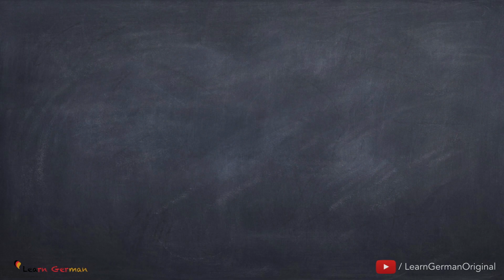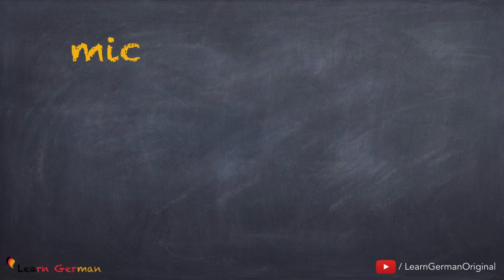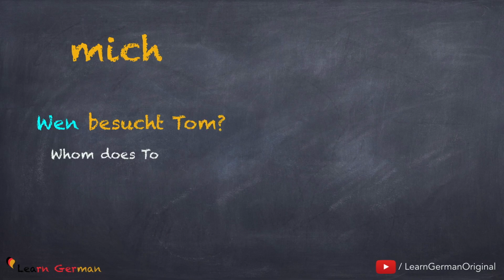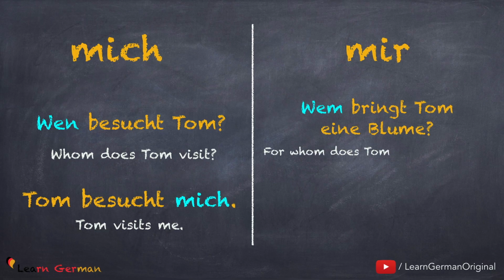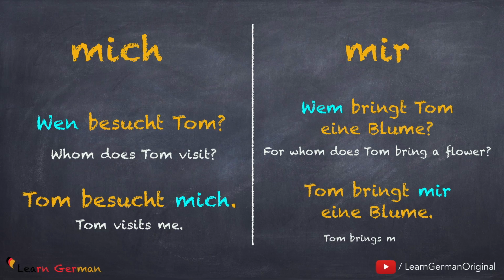Let's look at how to use them. For the first sentence with mich, you would say, wen besucht Tom? Tom besucht mich. In the second case, you would ask, wem bringt Tom eine Blume? Tom bringt mir eine Blume.